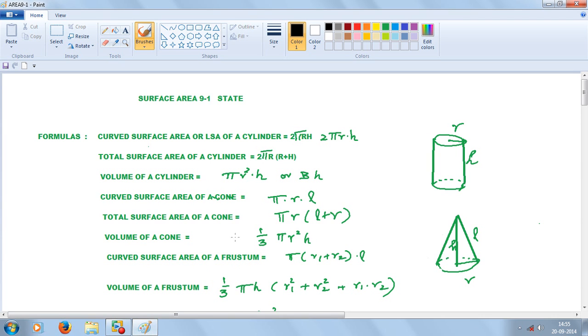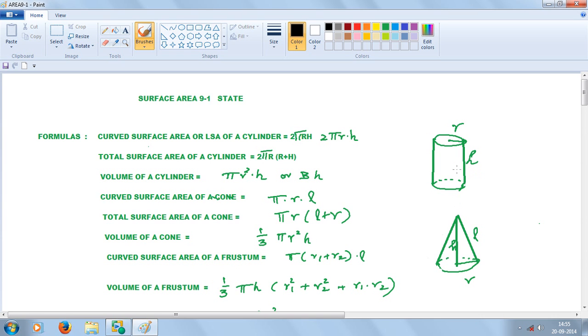So what is the curved surface area of a cylinder? So you just see the diagram. We have drawn a cylinder of height h. It is just like a pipe, a cylindrical pipe, you can imagine. So the bottom and top area is a circle. The entire shape is in the form of a circle.